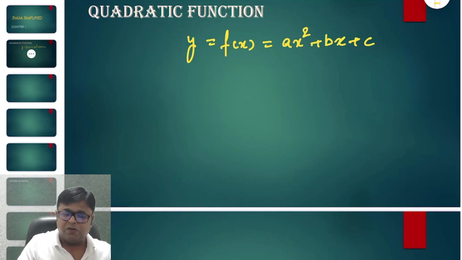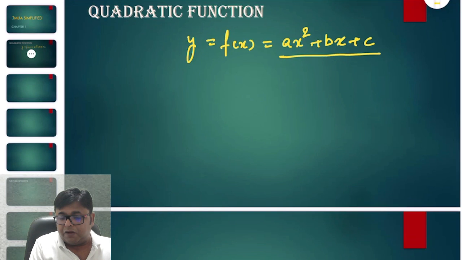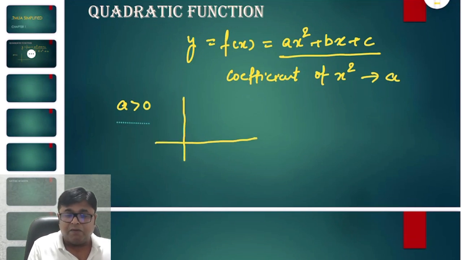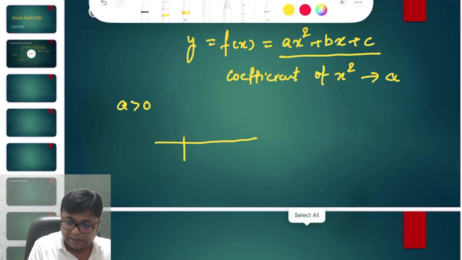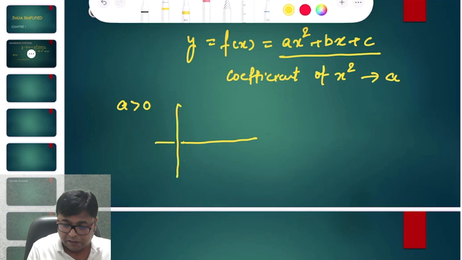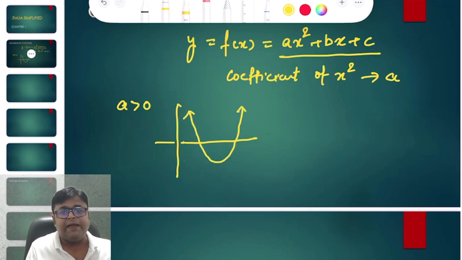So the graph of a quadratic function depends on the coefficient of x², which is a. So if a is greater than 0, the graph will look like, right? So if I just erase it, it will look like a parabola, right? So if I draw the graph, it will be like this. Technically, it is called a parabola.